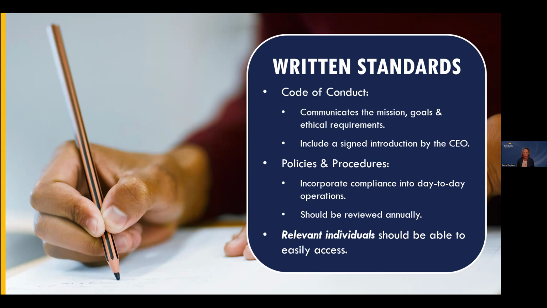One piece that the program guide specifically mentions, and that is new, is indicating that relevant individuals should be able to easily access the code of conduct and the policies and procedures. So then that question is, well, who is a relevant individual? And how they define that is a relevant individual is a person whose responsibilities or activities are within the scope of the code of conduct, policies, and procedures. So this can include employees, contractors, patients, customers, agency staff, medical staff, any subcontractors, or people in other roles or a subset of the above.